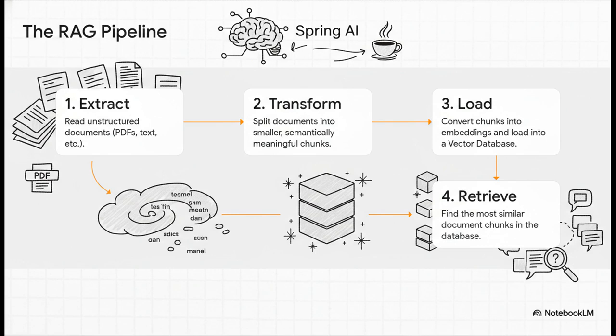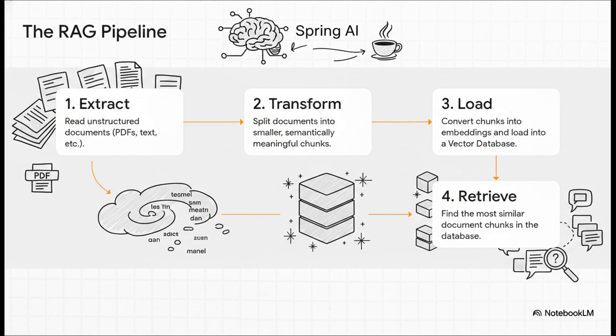And this is that RAG pipeline in action. Think of it like a mini ETL job, but for your AI. You extract data from your documents, PDFs, whatever, you transform it into smaller, meaningful chunks, and then you load those as embeddings into a vector database.